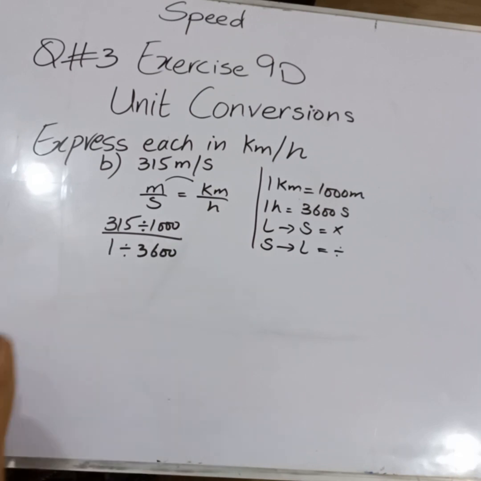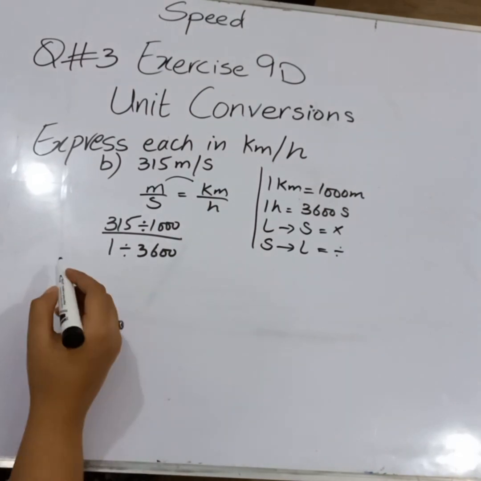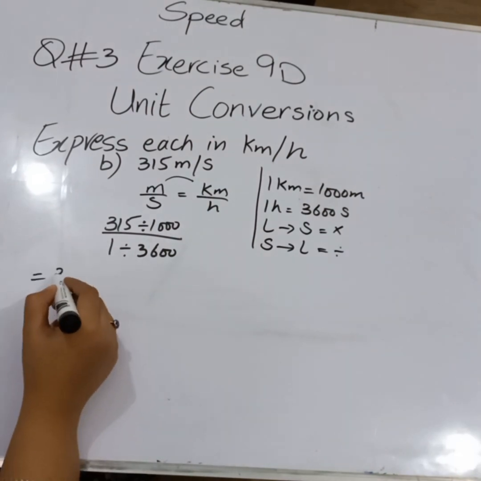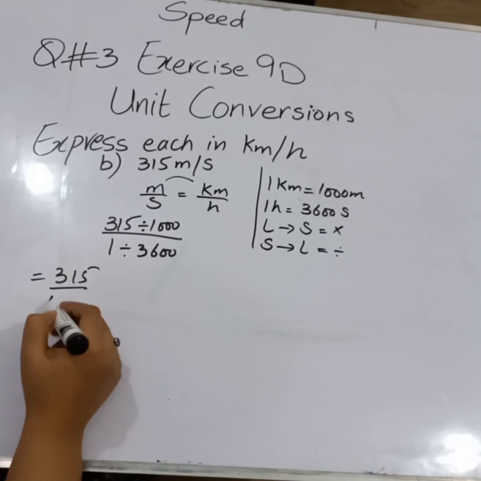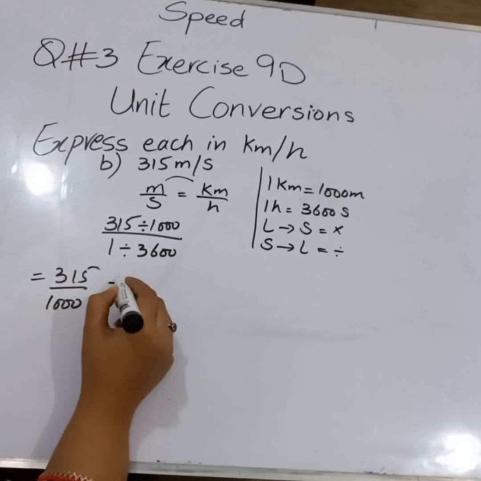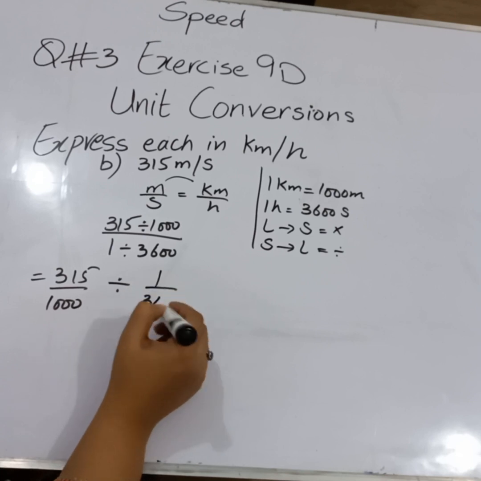So now we will simplify it. For simplification, write it in a more elaborated form: 315 divided by 1000, again divided by 1 divided by 3600.